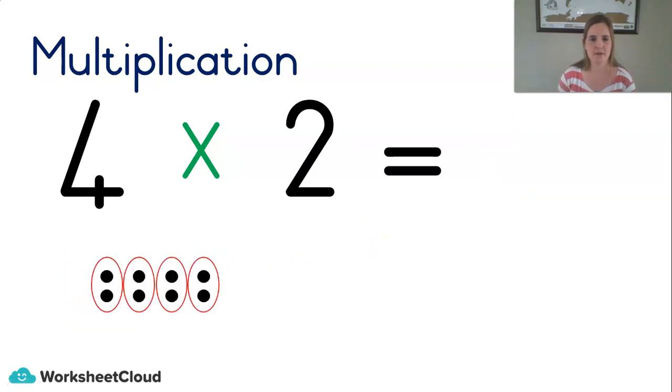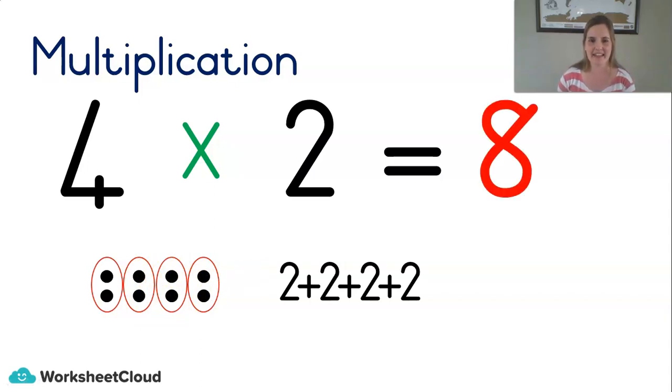Let's try another one. 4 times 2 is... We're getting good at these now. I had to make the groups a bit smaller because there's so many of them. 4 groups of 2. 2 and 2 and 2 and 2. We can write 2 plus 2 plus 2 plus 2. And what is that? 8. 4 times 2 is 8.